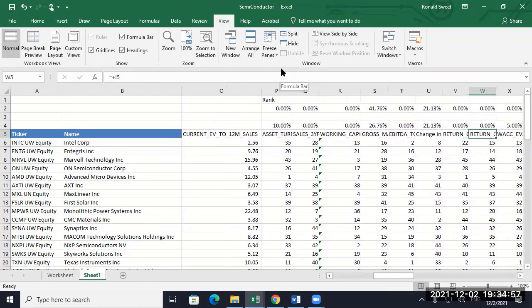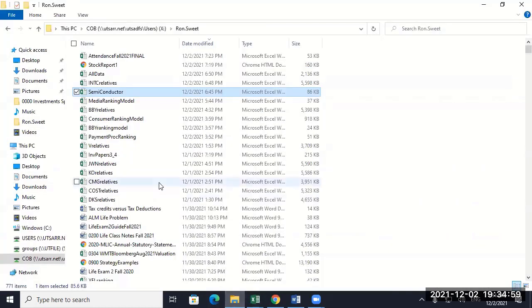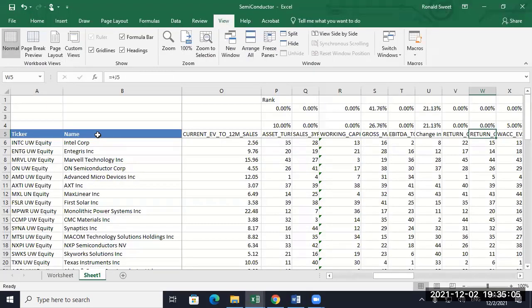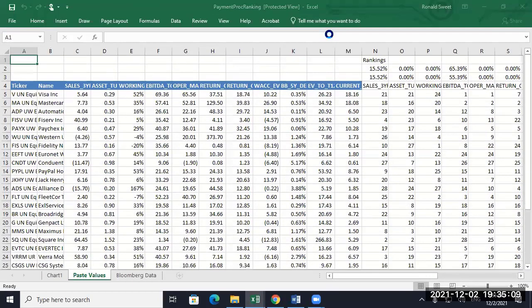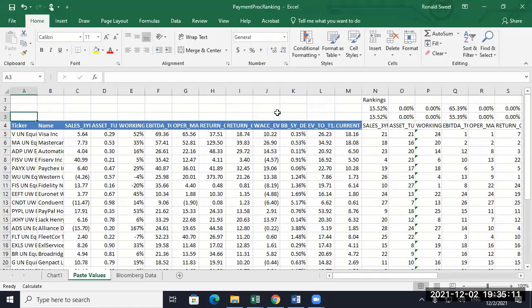But this is a pretty decent model. I built one, I think, for Alejandro, right? Is that you? Yeah, Alex, excuse me. So Alex, we had a pretty decent model for Visa.